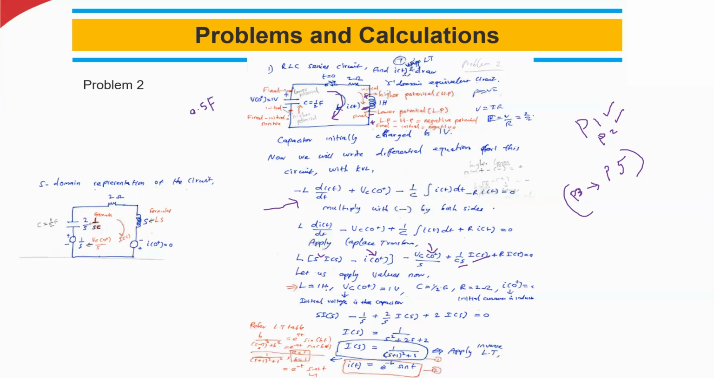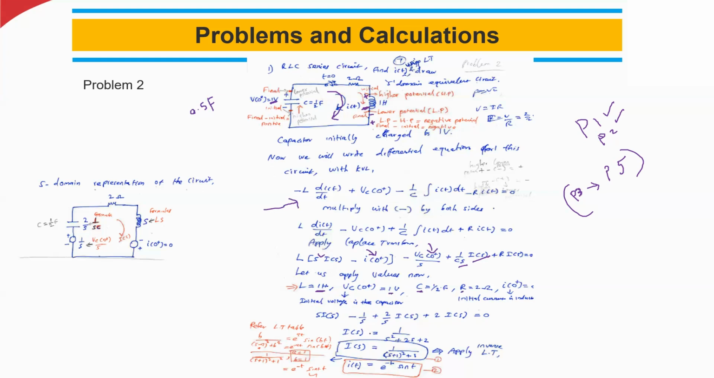And we can apply the values. We know the values. L is equal to 1 Henry and VC is equal to 1 volt. You can see here the voltage across the capacitor is 1 volt, and the capacitance value is 1 divided by 2 farad, and the R value is 2 ohms. And we have I of 0 plus equal to 0. So you can apply these values in this equation. Then the equation will become like this: s times I of s minus 1 divided by s plus 2 divided by s times I of s, and so on.